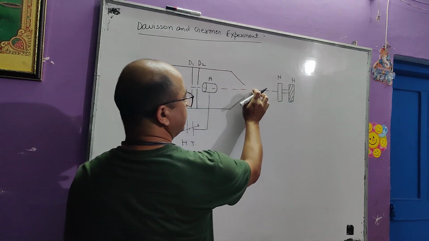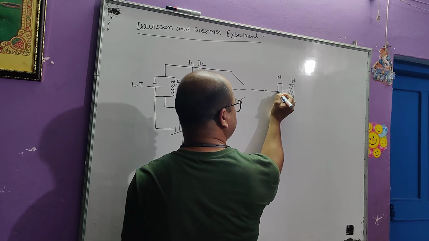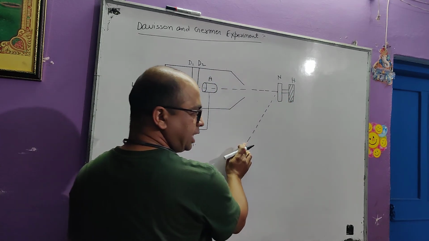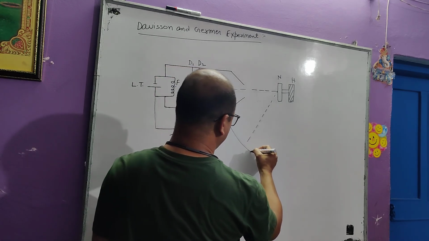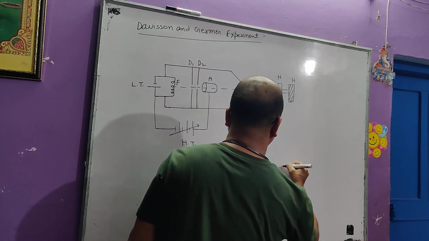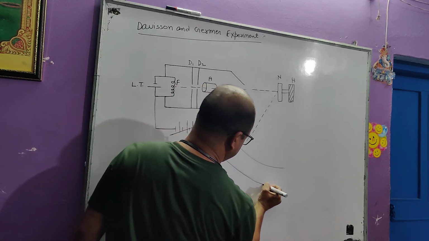When the accelerated electron beam is incident upon the nickel crystal, it is scattered. This is a scattered electron beam. The scattered electron beam falls on a graduated circular scale S.